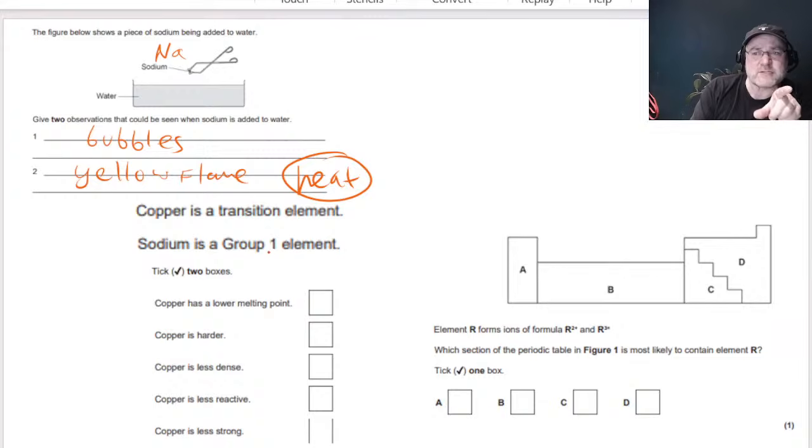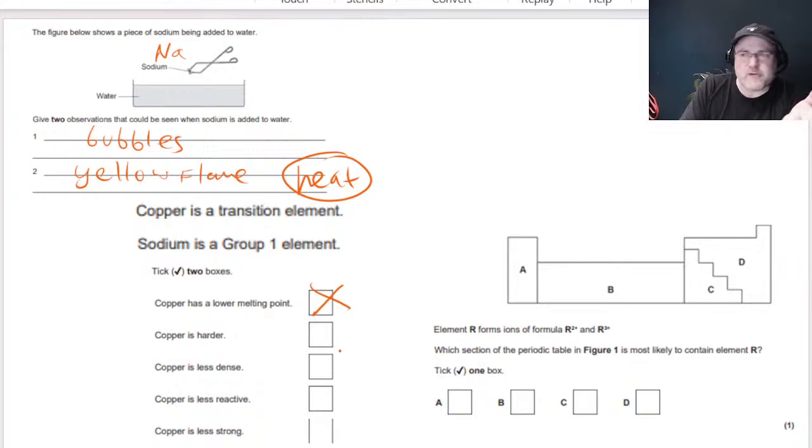Copper is a transition element. Sodium is in group 1, 2 boxes. Copper has a lower melting point. Copper is harder. Copper is less dense. Copper is less reactive. Copper is less strong. What would you tick? So, copper has a lower melting point.